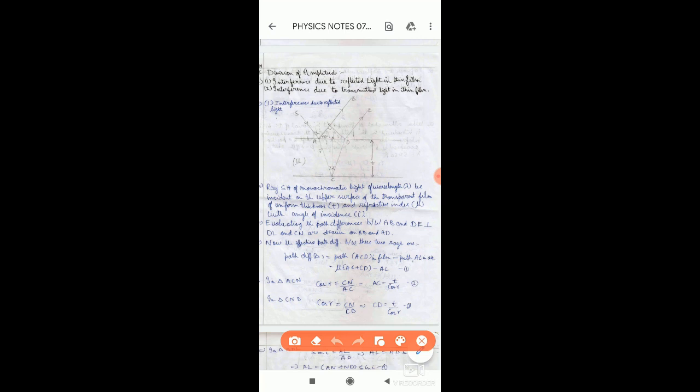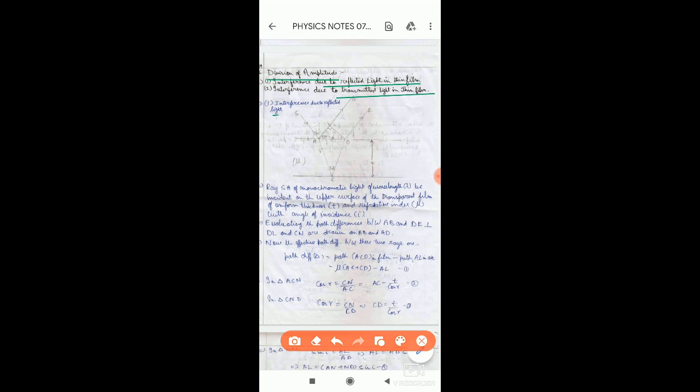In division of amplitude, a thin film acts as a device to get interference. We will discuss interference due to reflected light in thin films and interference due to transmitted light in thin films. Now we start with interference due to reflected light in thin films.